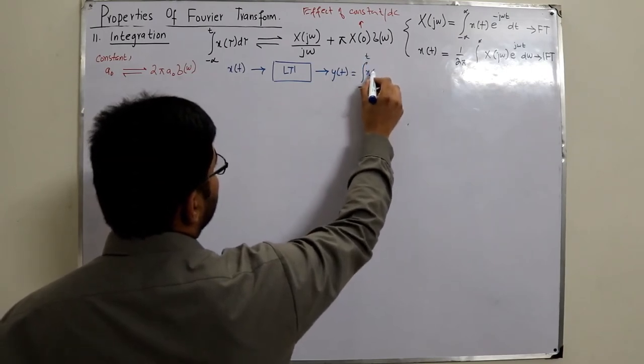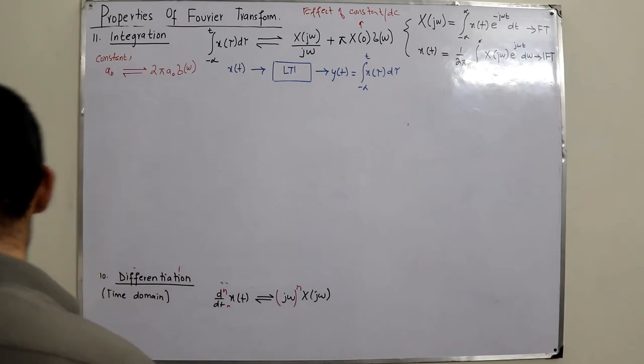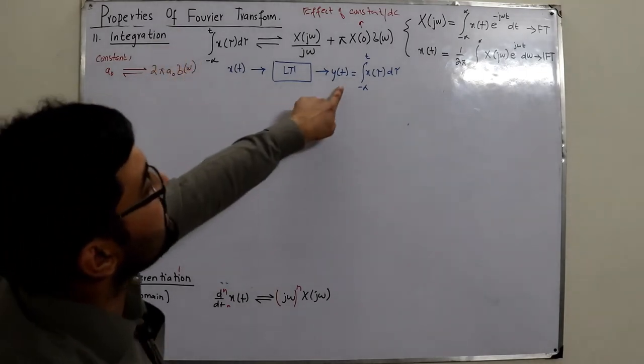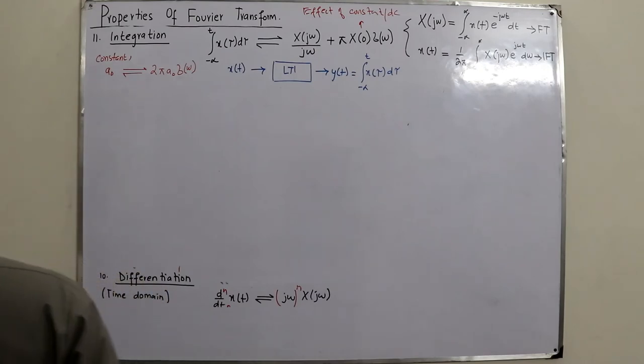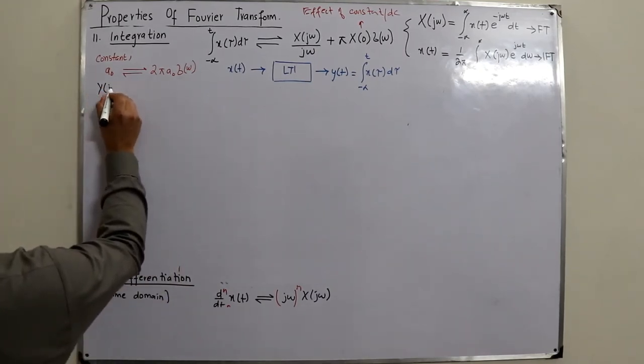my input. Now what I need is, what do I need? I need the Fourier transform of the integration, right? Which means I need y of j omega.